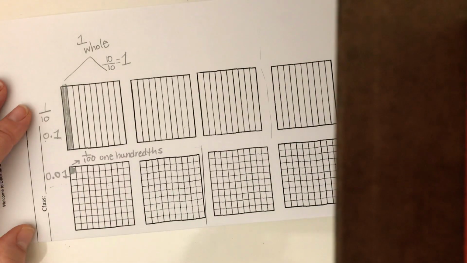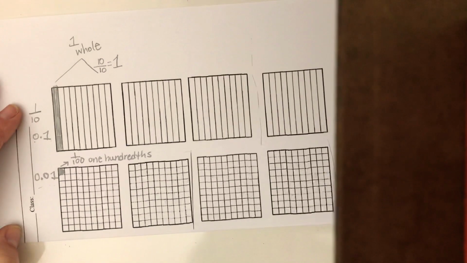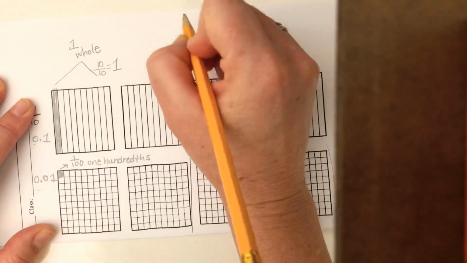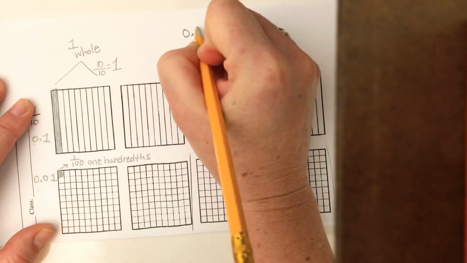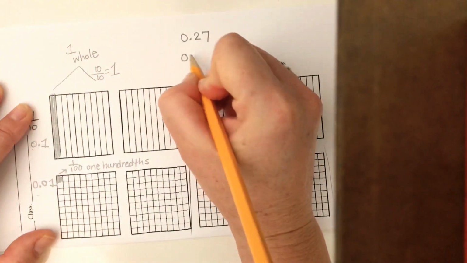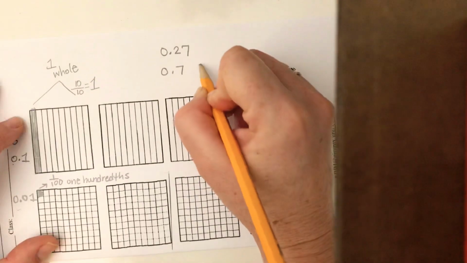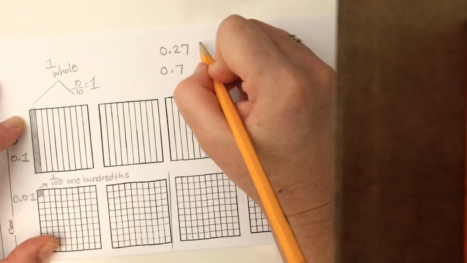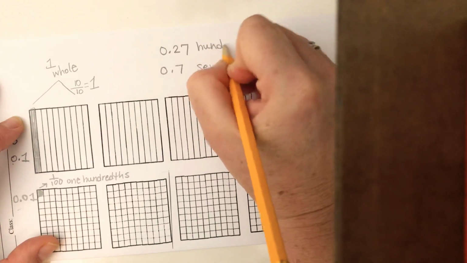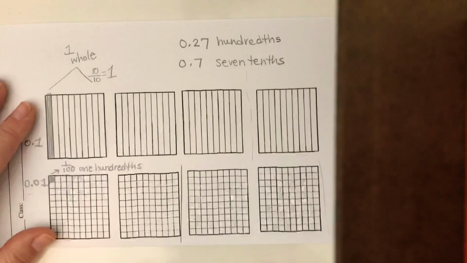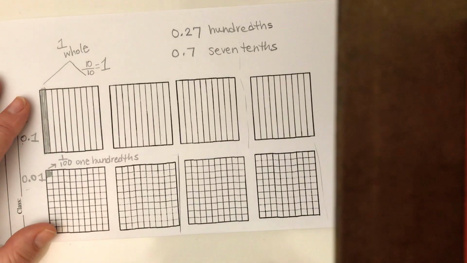So now we're going to practice writing some decimal numbers. So if I were to represent the number 27/100ths and the number 7/10ths, in word form that would be 7/10ths and 27/100ths. And if we were comparing these values, I want you to think about which one you think is greater.